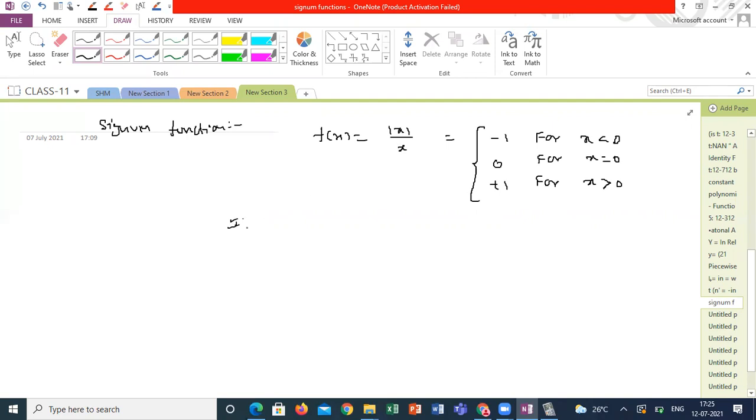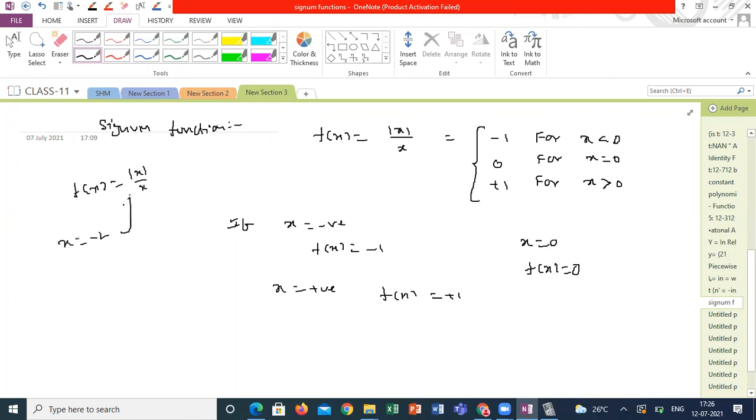That means if x is negative, my f of x is -1. If x is positive, my f of x is +1. If x is 0, f of x is also 0. But x equal to 0 substitution will not work in this expression, but the rest of the values will. Suppose I take f of x equal to mod x by x. If I take x equal to -2 and substitute here, what is your value? F of x should come -1. You substitute any negative value, your f of x should always be -1. Check whether you are getting it or not. Anywhere it is failing.